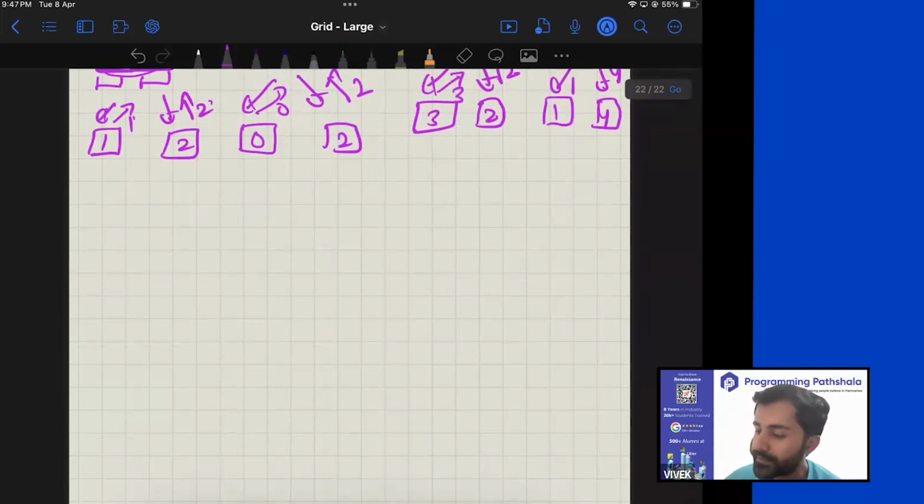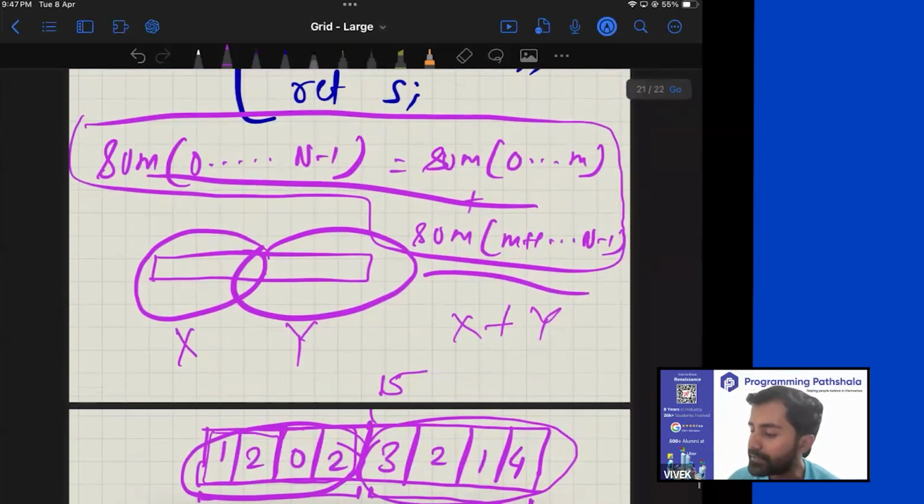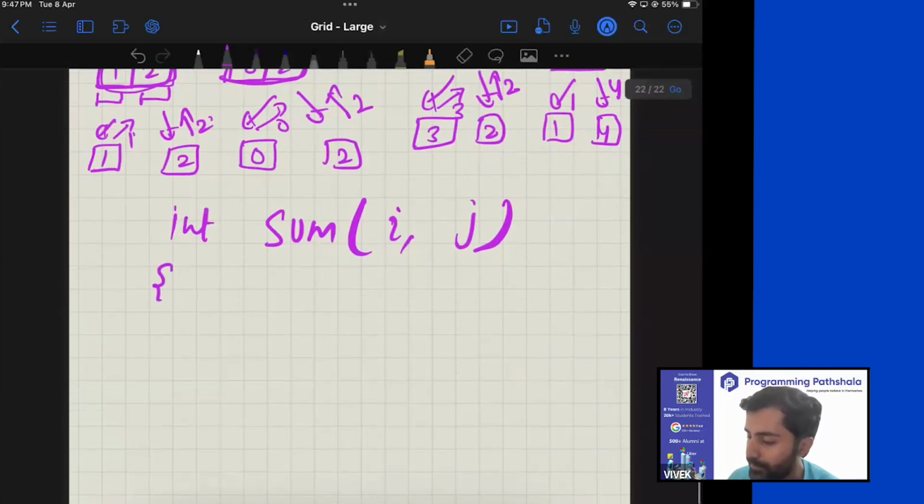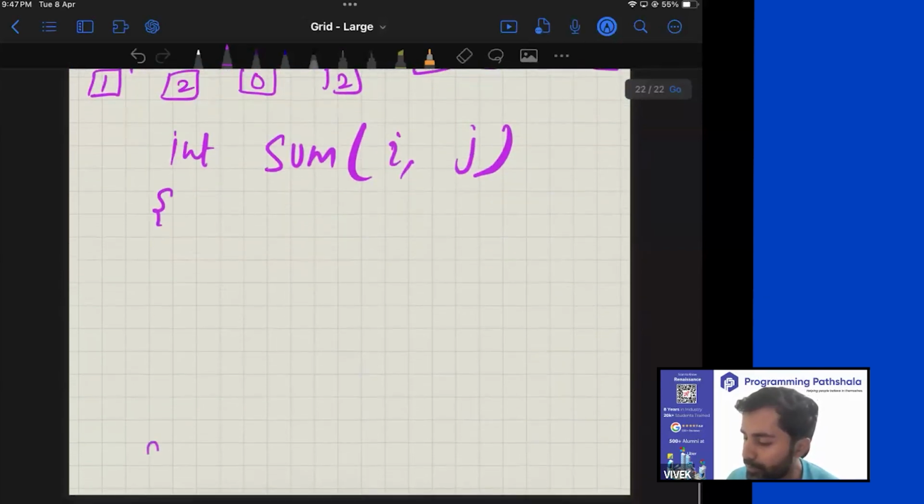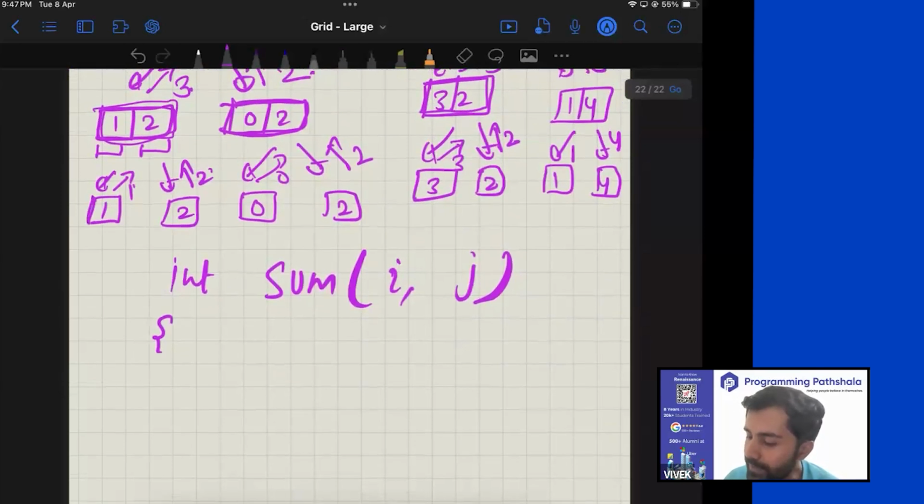Okay. How do you implement this? You would say, let there be a function sum. And here, what can I pass? I can just pass the starting and ending index of my entire array. So let's say I'm passing i comma j, i and j both are integers. And now my logic will be pretty simple. First of all, tell me what will be my base case. The base case will be whenever I have a subarray of size 1.